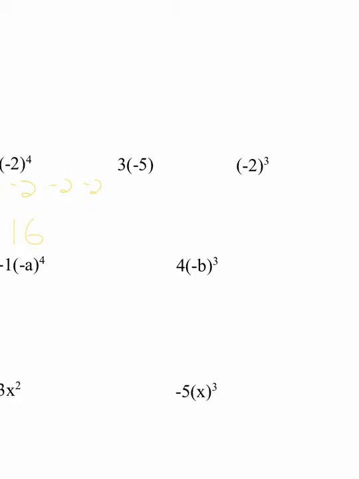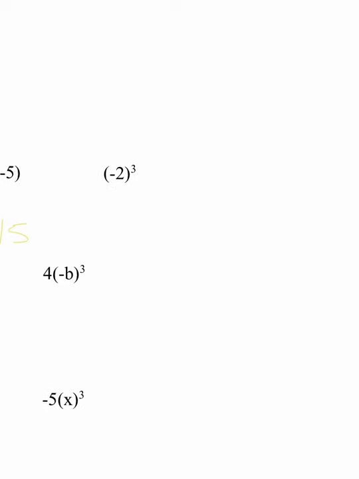Here we have 1 negative, so 1 is odd, so we keep the negative sign. 3 times 5 is 15. In this one we have 3 negatives, because there is a third power, so 3 negatives, and 3 is odd, so keep the negative. 2 times 2 is 4, times 2 is 8.